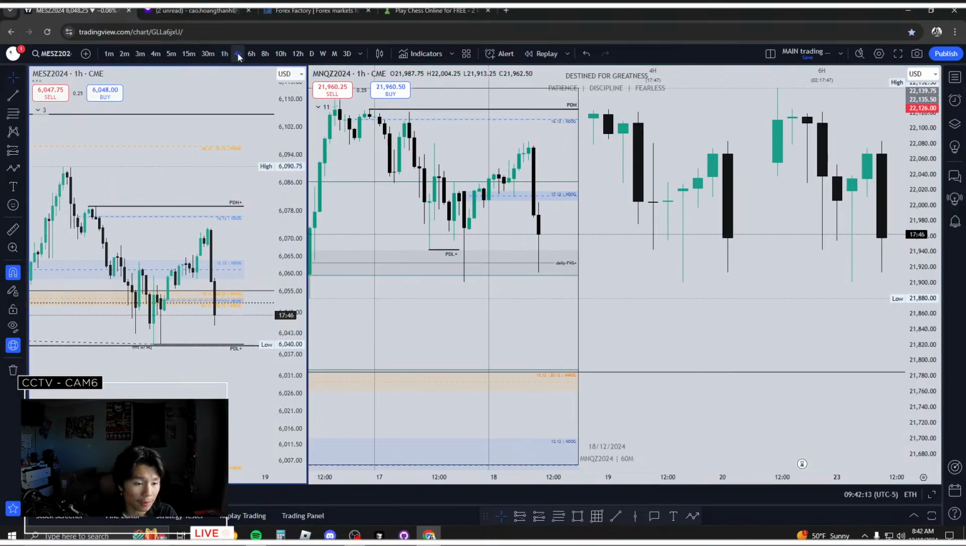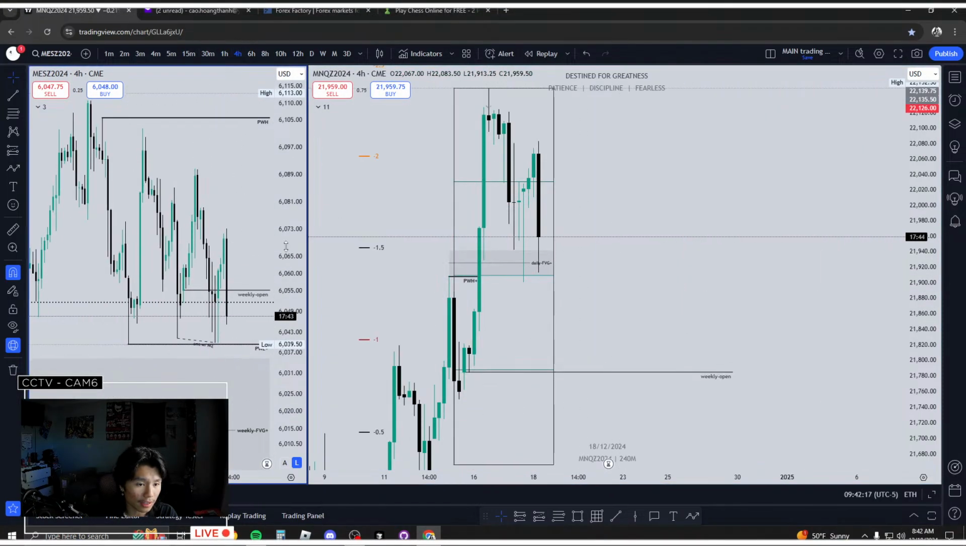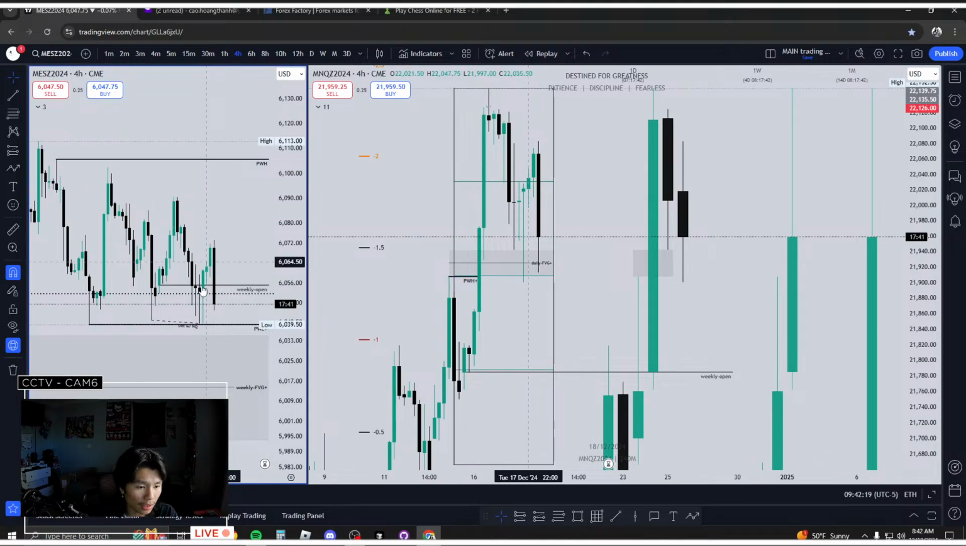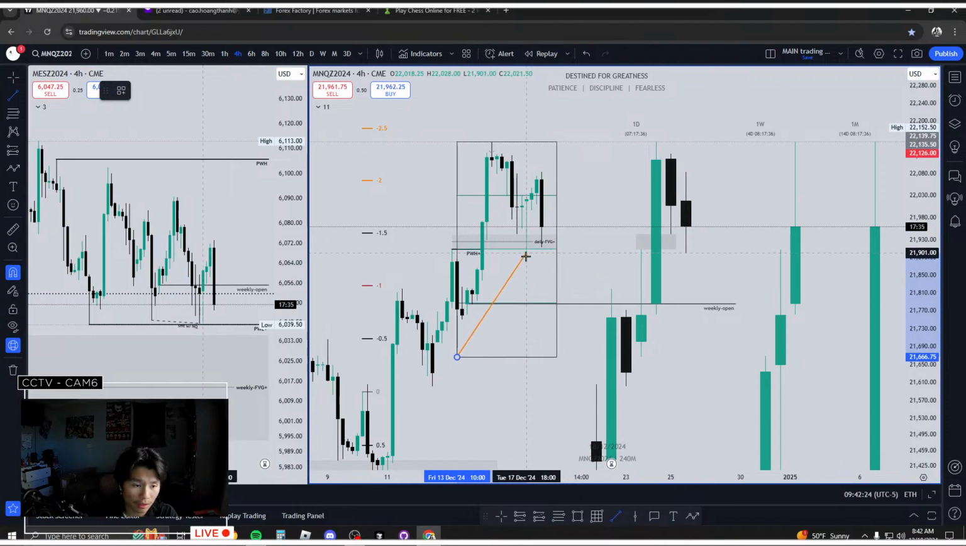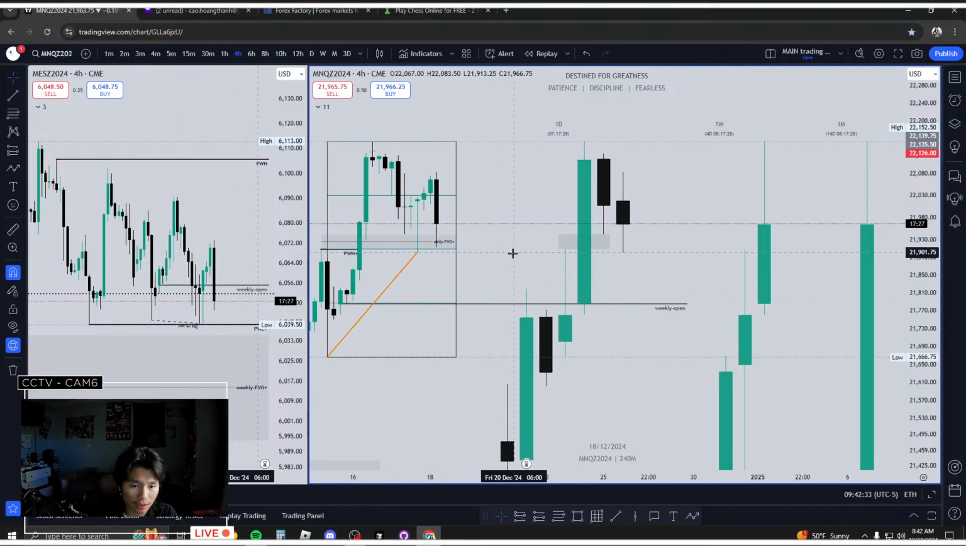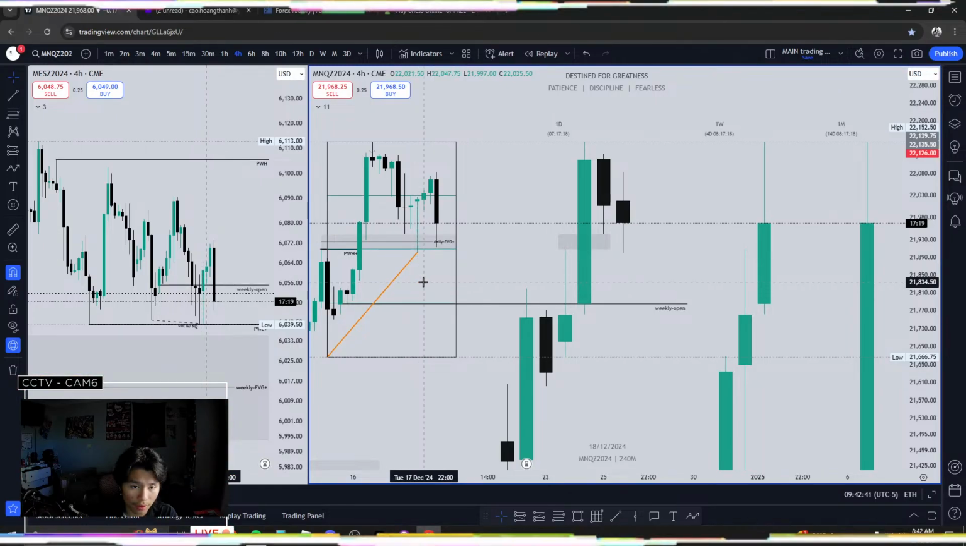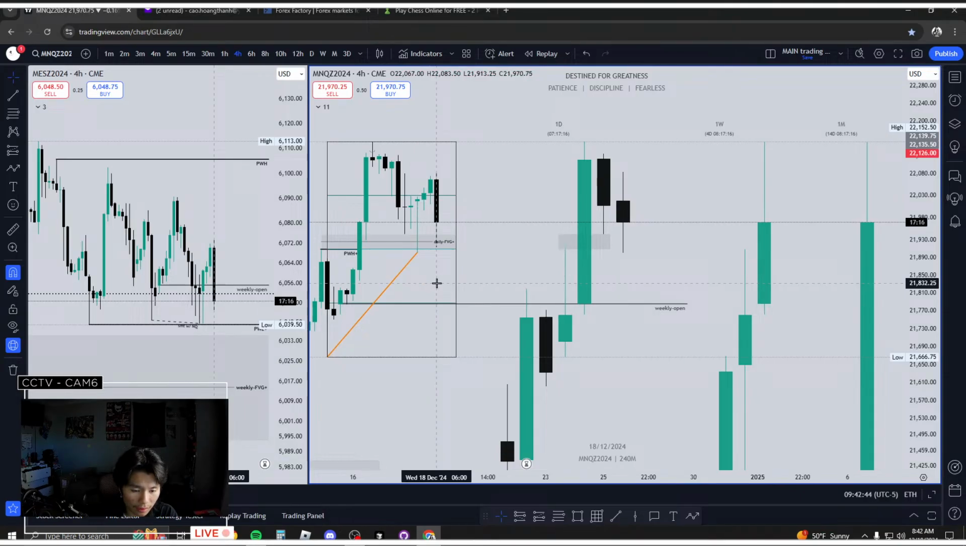And one thing I do want to note, we do have an SMT divergence between ES and NQ. There's this pretty large SMT divergence between ES and NQ here at these lows, but there is an SMT divergence between this low, December 17th, at 18 o'clock, and December 18th, 2024 at 6 a.m. So there's no SMT between those two lows yet.